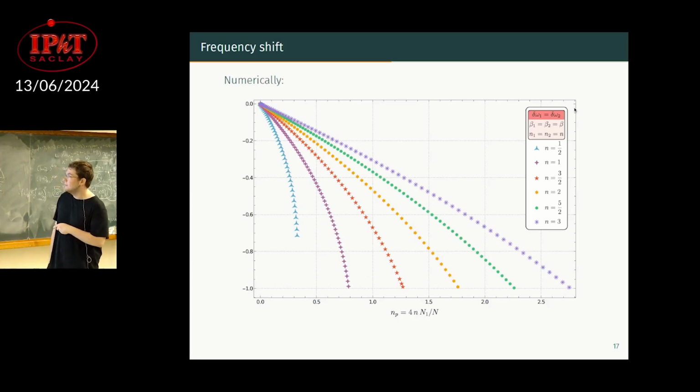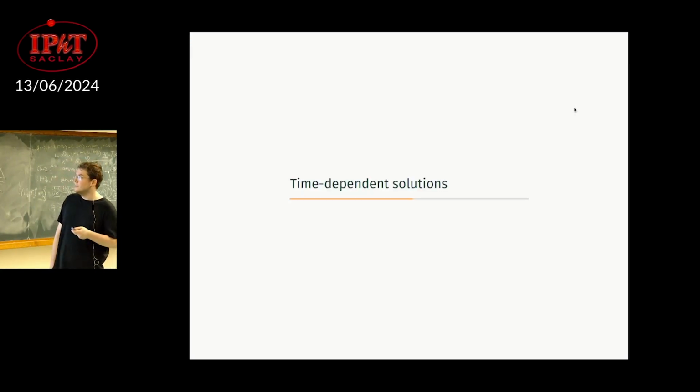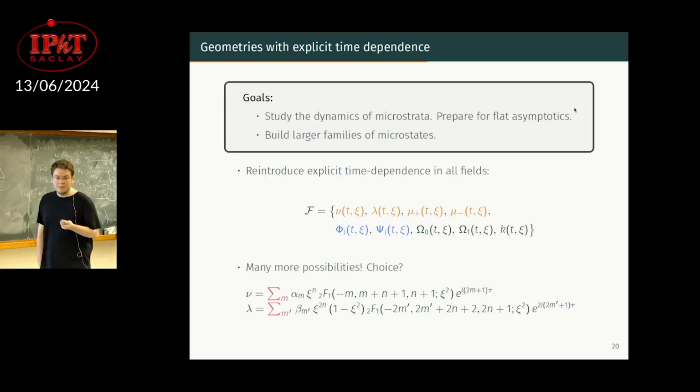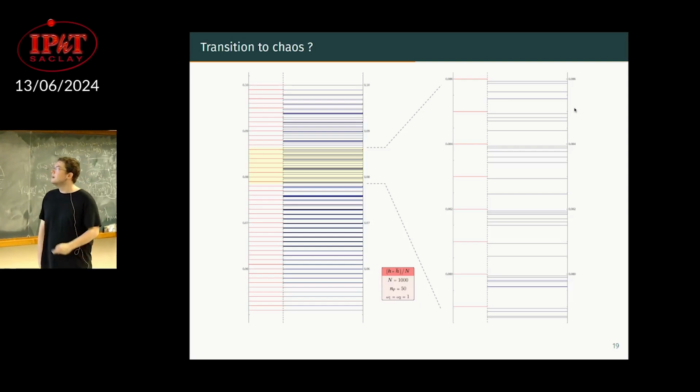Okay, so let me switch to time-dependent solutions. Why do we want to consider time-dependent solutions? Mainly for two reasons. The first one is we want to build larger families of microstates, and to do that, within the consistent truncation, there is not much else we can do. And in particular, if we can build more states, it means that we can populate more of these graphs.